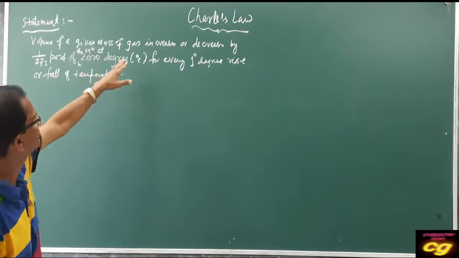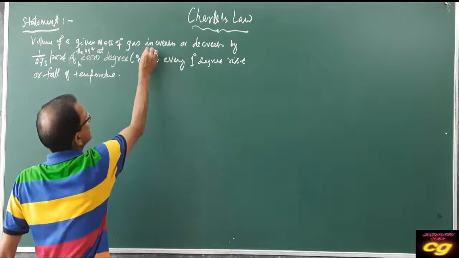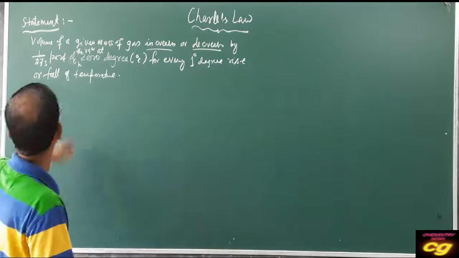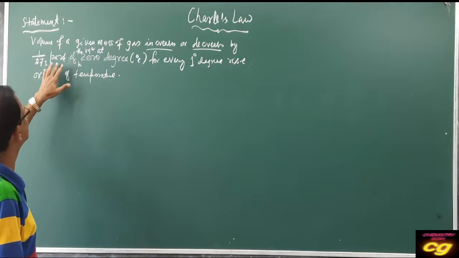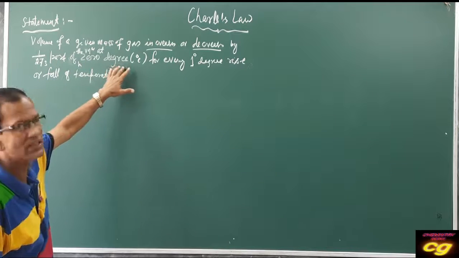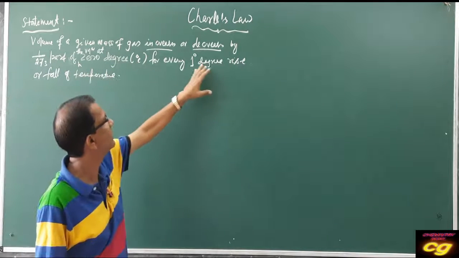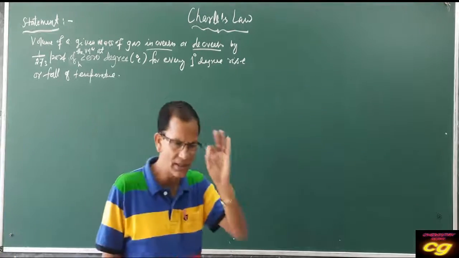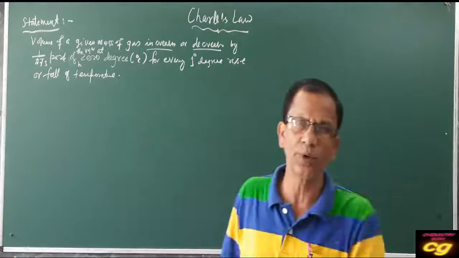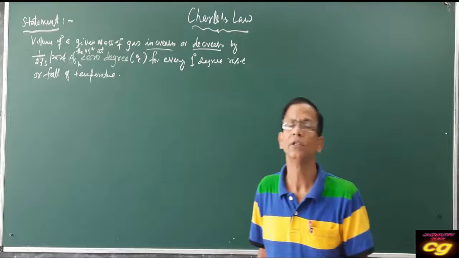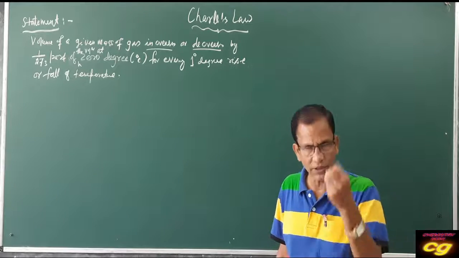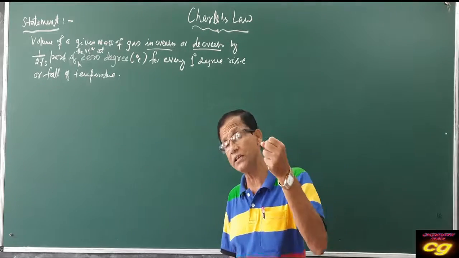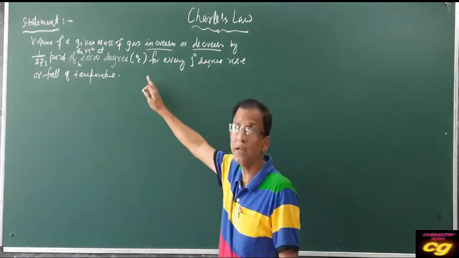the volume of a given mass of gas increases or decreases by 1/273 part of the volume at 0 degree Celsius for every 1 degree rise or fall of temperature. Very important: the statement indicates that if you increase the temperature of the gas, the volume will increase. If you decrease the temperature, the volume will decrease. How much will the volume increase by increasing temperature? In the statement it is given.